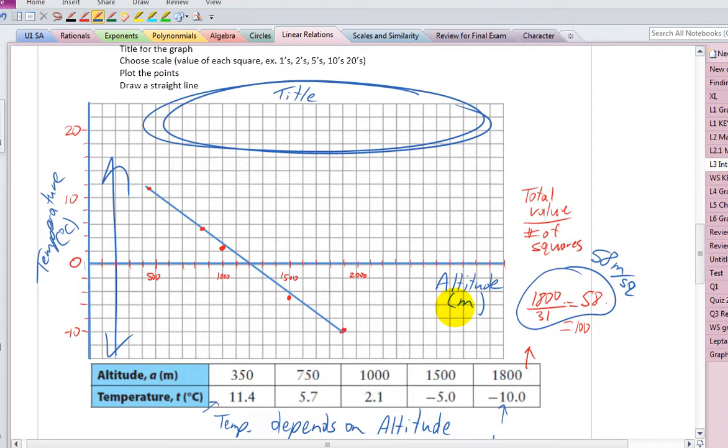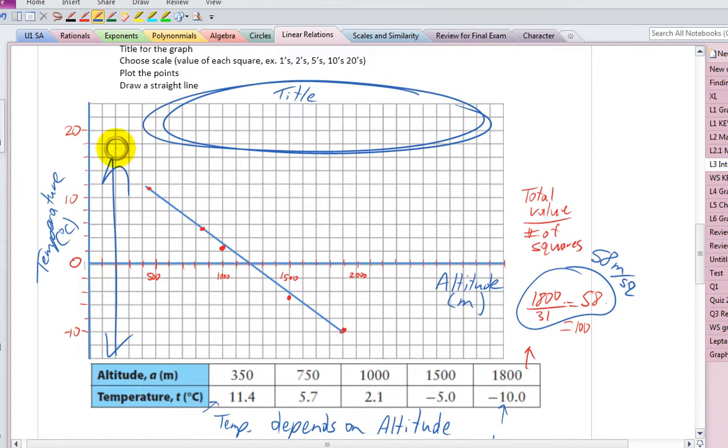Okay. Now to figure out what you should make your increments, for altitude, I have a total value of 1800, and there's 31 squares. So if you divide that, you get 58. So 58 meters per square. That'd be really weird, right? So I go 58, 116. I'm not sure what next, so don't use 58. Okay, 100, way easier to graph. So you got to pick a bigger number that makes it easy.